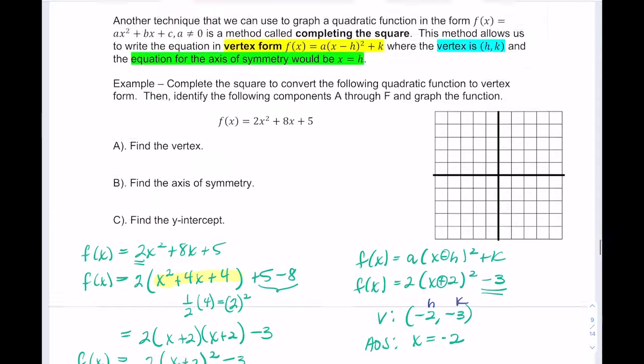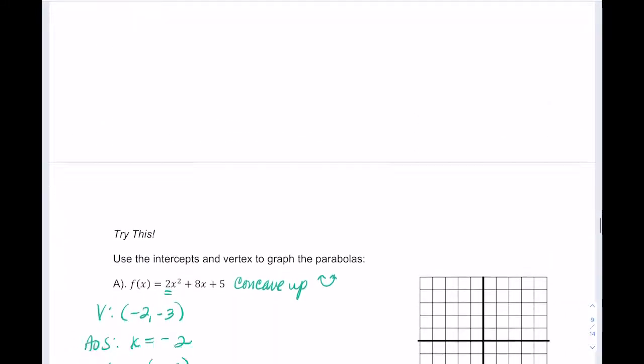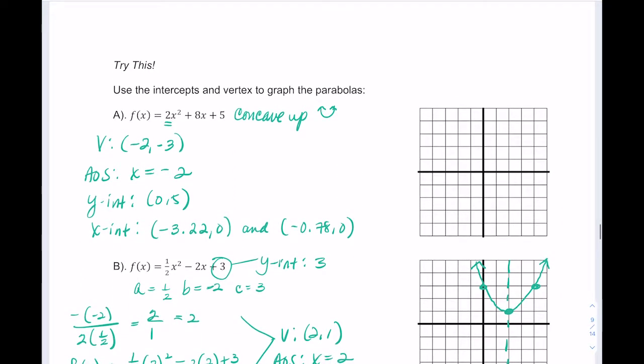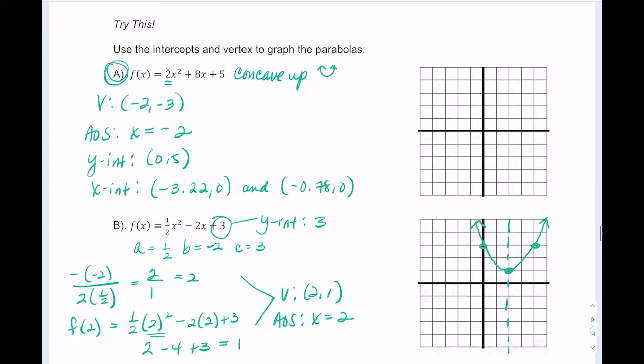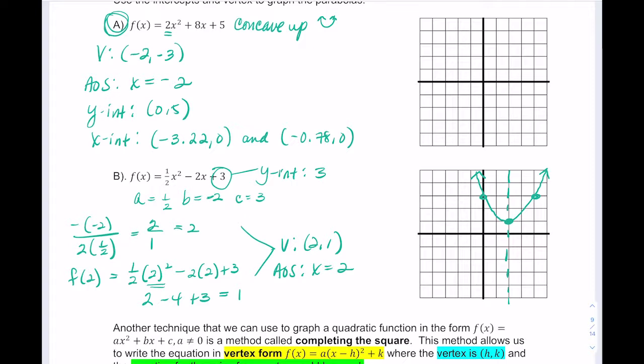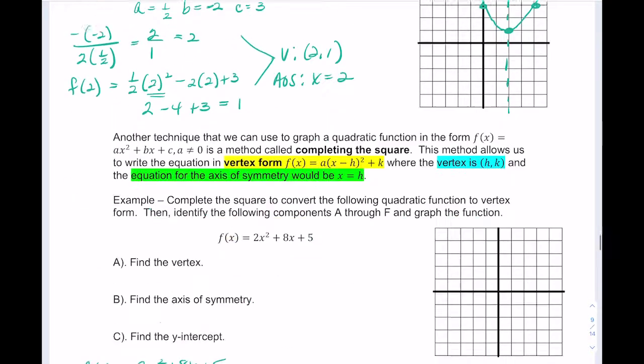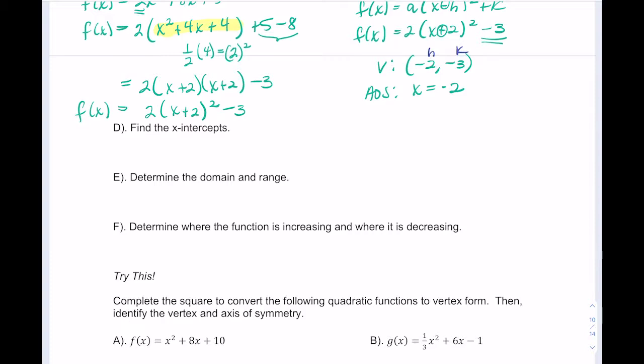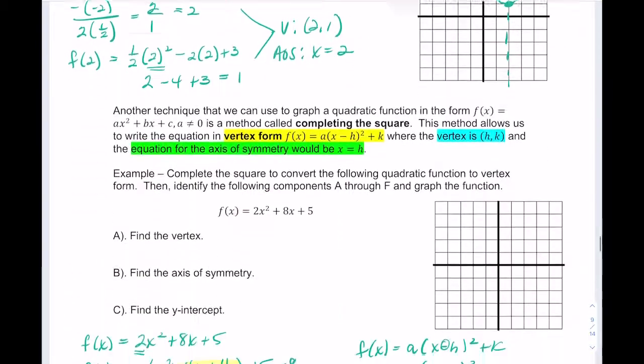And again, this is the same problem we solved before, actually that you all solved in letter A. So we get the same answer there, which is negative 2, negative 3, and the axis of symmetry is negative 2. So I'm not going to go through and work all those things out because we already did that. So I'll just give you the answers again. The x-intercepts were negative 3.22 and negative 0.78, and the y-intercept was 5. The domain for all quadratics is always all real numbers. And the range here, we have to look at the parabola to figure it out, right?